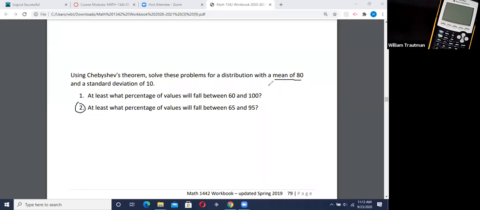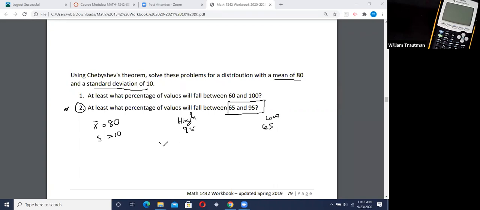The mean is 80. So for this, we're doing number 2. The mean, the average, is 80. Standard deviation equals 10. So we have the low and the high already. It says what percentage is in the low and the high. The low is 65. The high is 95.